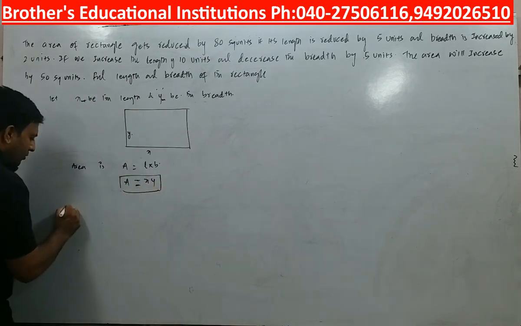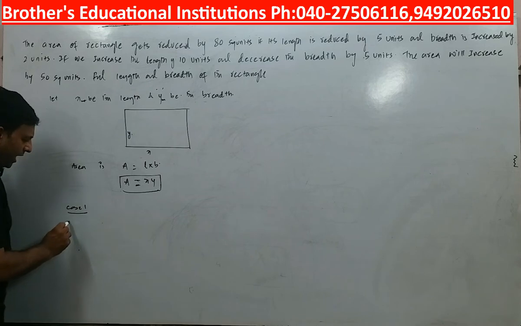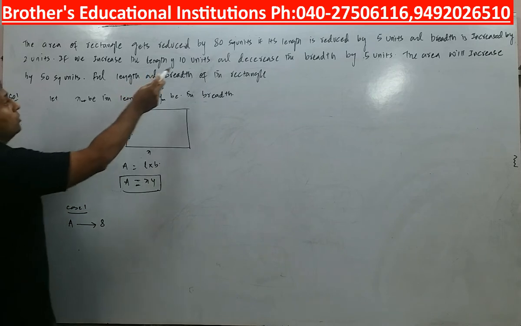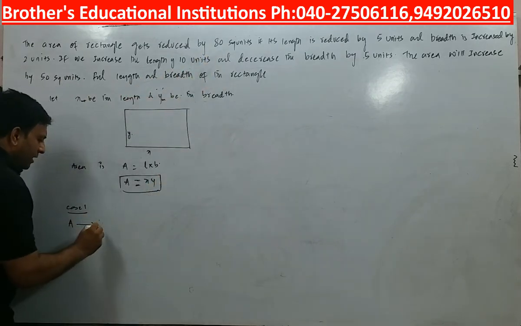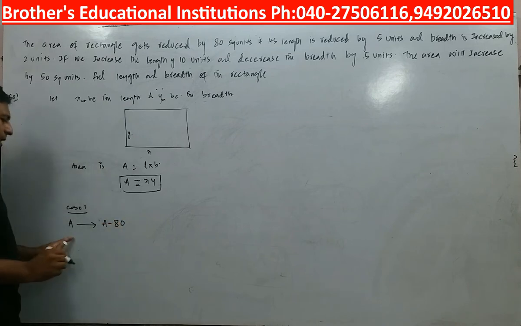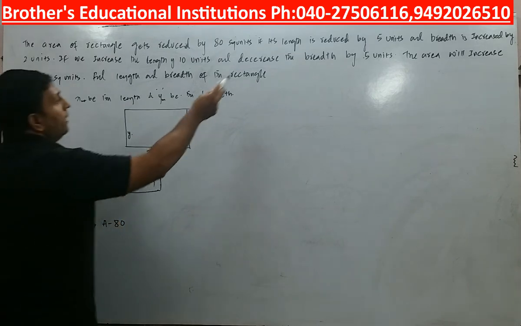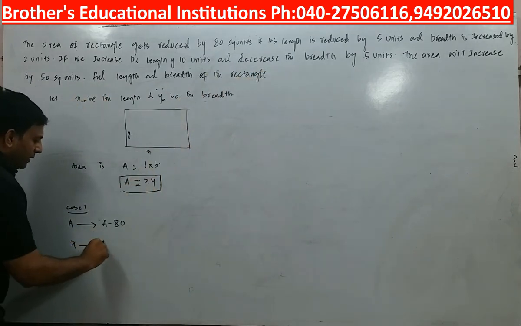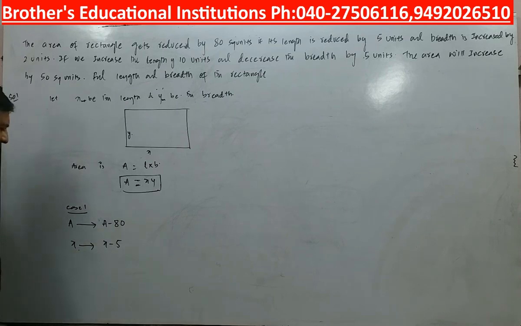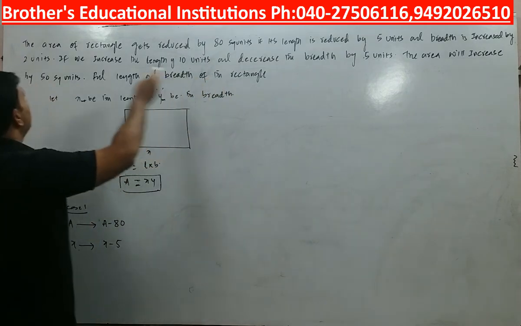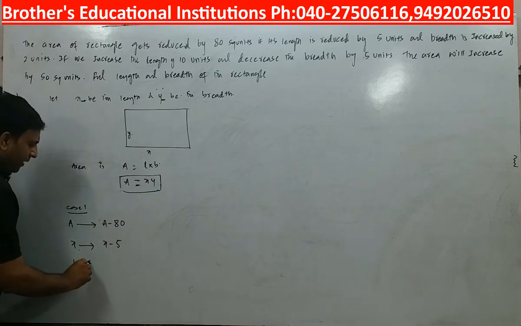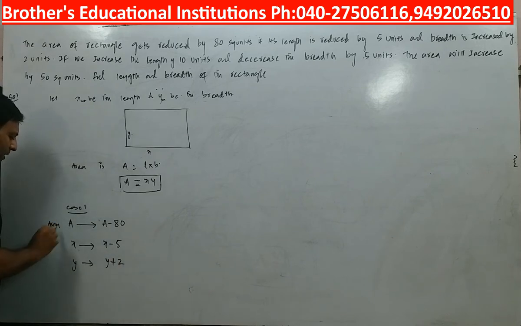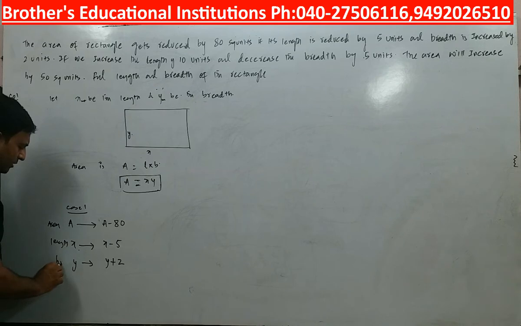Alright. So case 1. What is happening to the area? Area is getting reduced by 80 square units. Means the area is becoming A minus 80. When the length is reduced by 5 units, what is the length? Length was reduced. x is x minus 5. Reduced means lessening. And breadth is increased by 2 units. So what is happening to the breadth? y is the breadth. y is becoming y plus 2. This is area, this is length, and this is breadth. Alright.